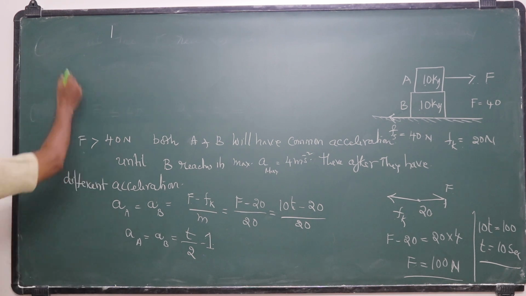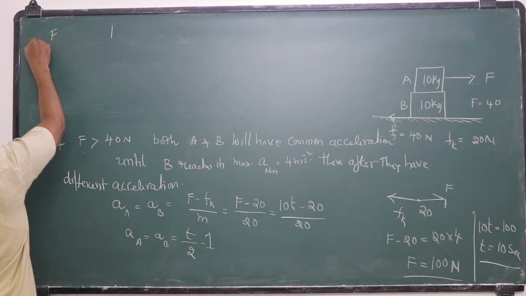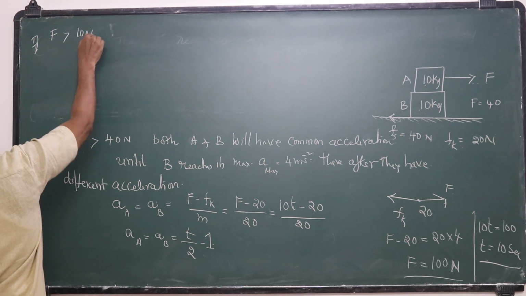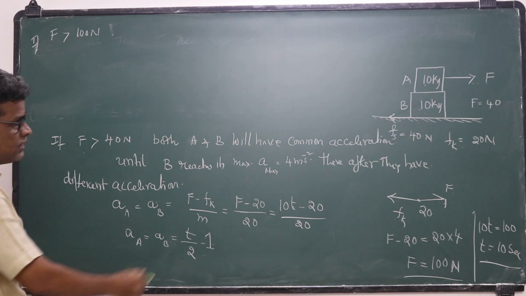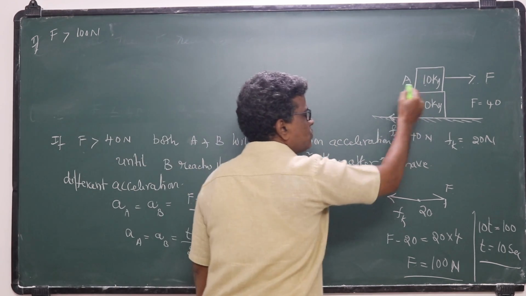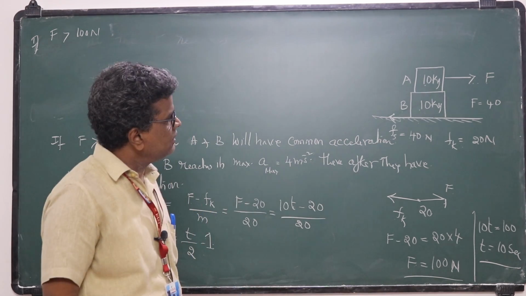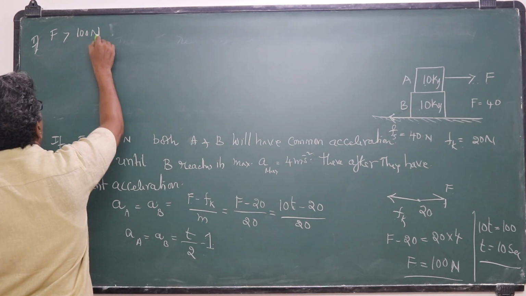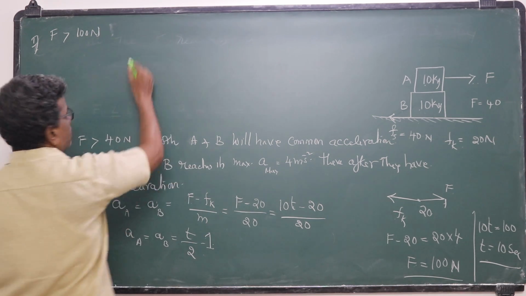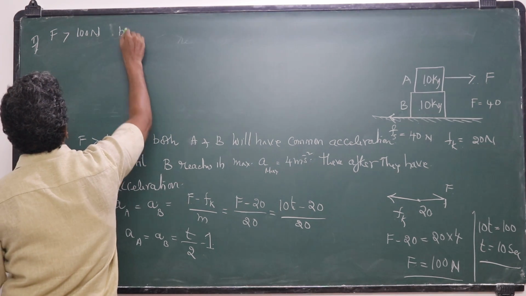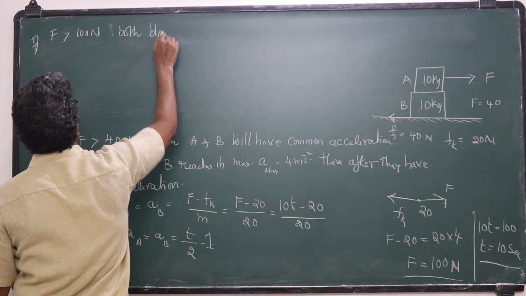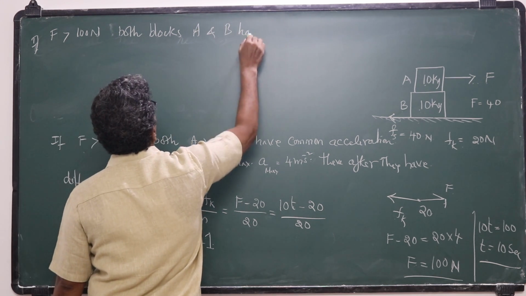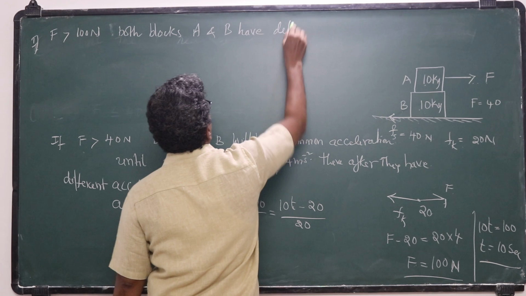Thereafter, that is the last case, if F is greater than 100 newtons, these two will detach, and they have different accelerations. So when F is greater than this, both blocks A and B have different accelerations.